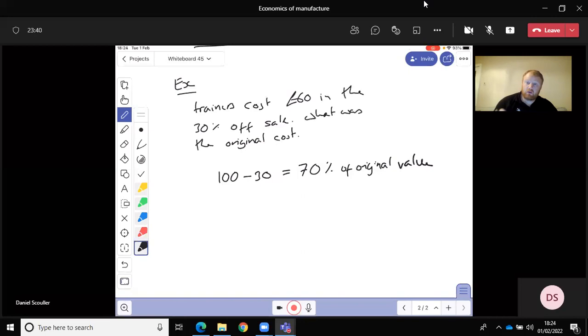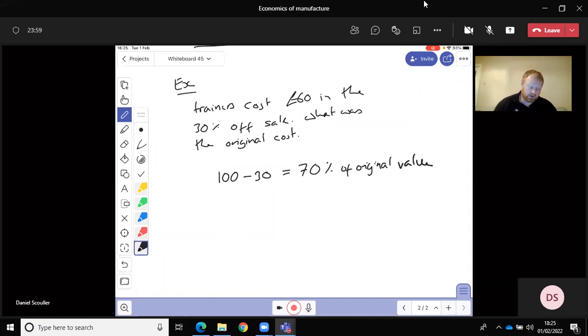We want to find 1%. Okay, so we've got 70%. It's impossible to go straight from 70 to 100. The easiest way to do it is find out 1% and then multiply that whole answer by 100.